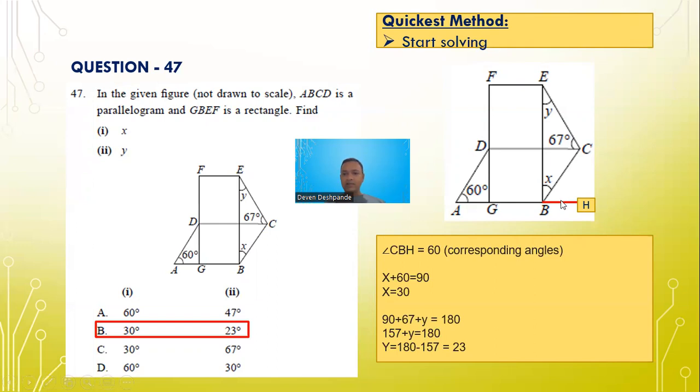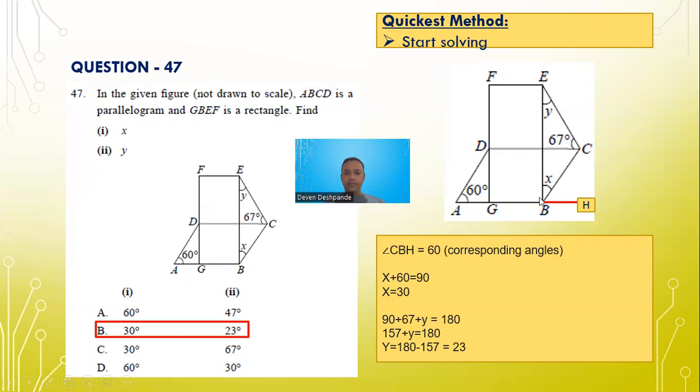If CBH is 60, then also this is a perpendicular line, because GBEF is a rectangle. So angle EBH is 90 degrees. The whole angle is 90. So what is X? Angle B plus X is 90. Angle B is 60, so X will be 30, because 30 plus 60 is 90. So X is 30.